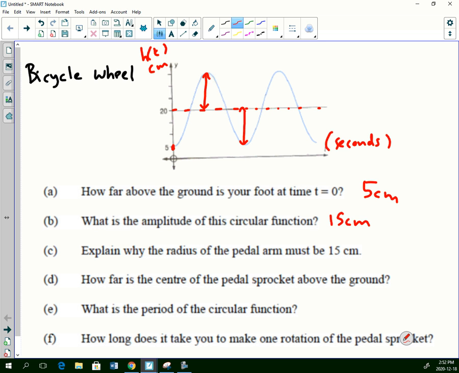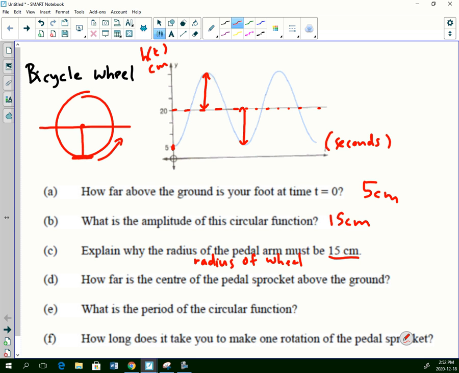Explain why the radius must be 15. Well, the radius is the same as the amplitude, right? The radius of a circle. So think of it as a bicycle wheel with a circle, right? And you're pedaling. Here's your foot, and you're going around the circle. So the radius of the wheel or the pedal arm is the same as the amplitude of the graph.